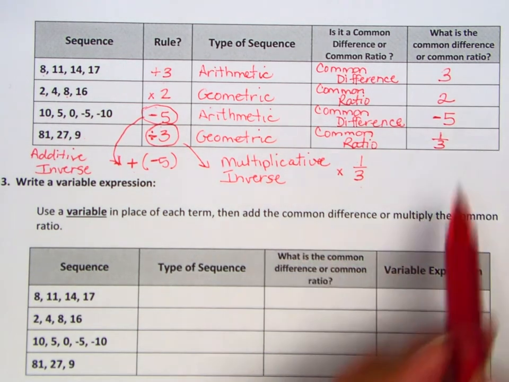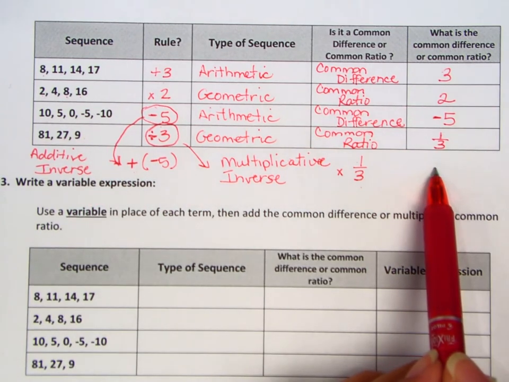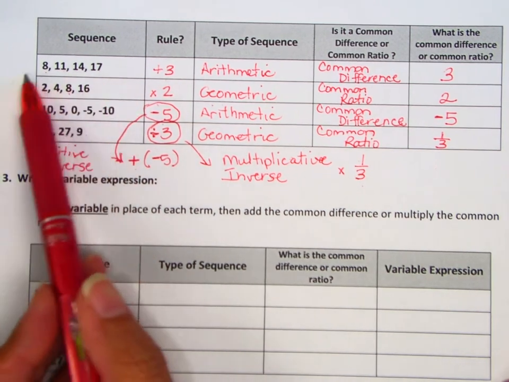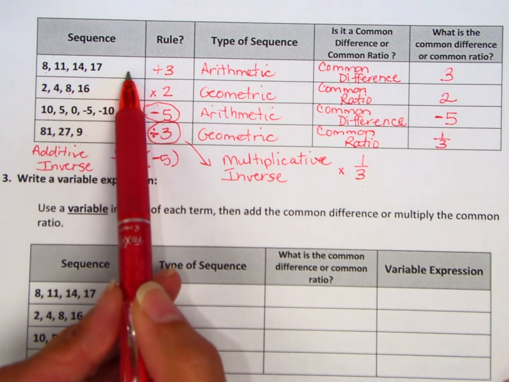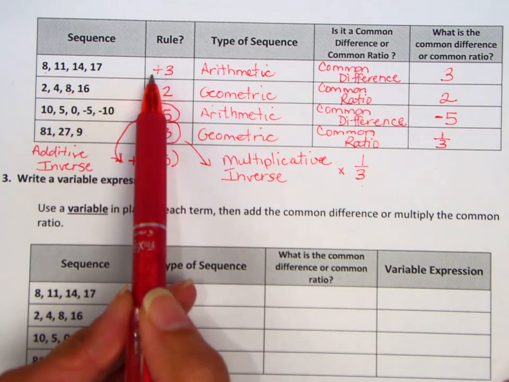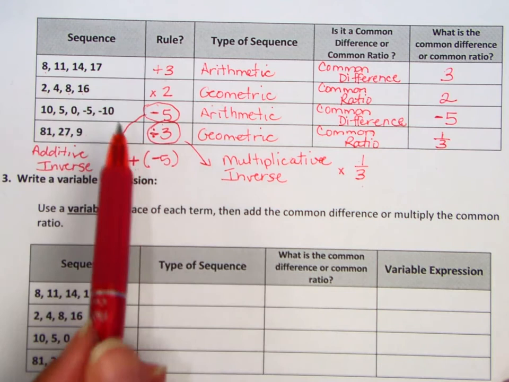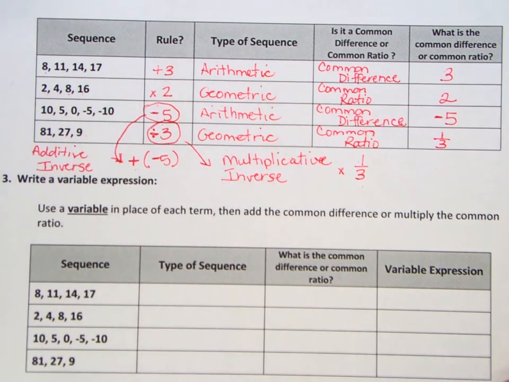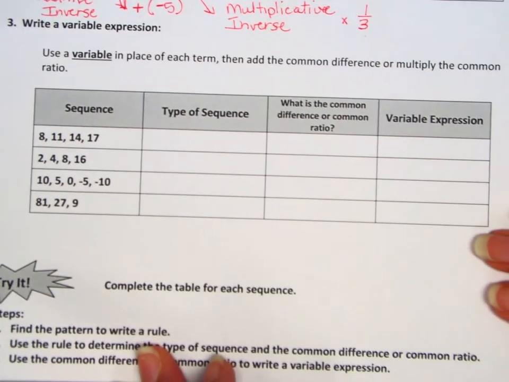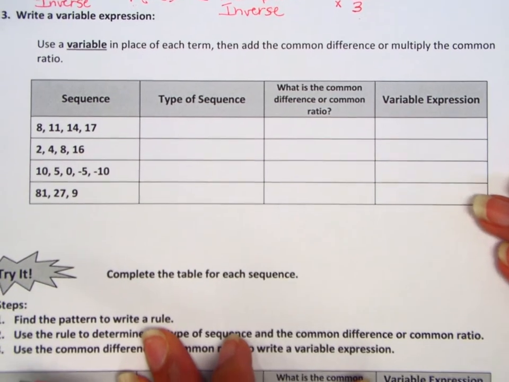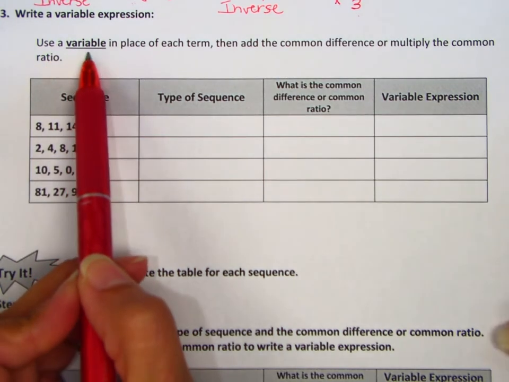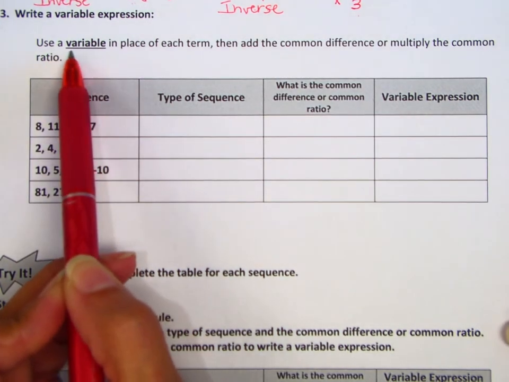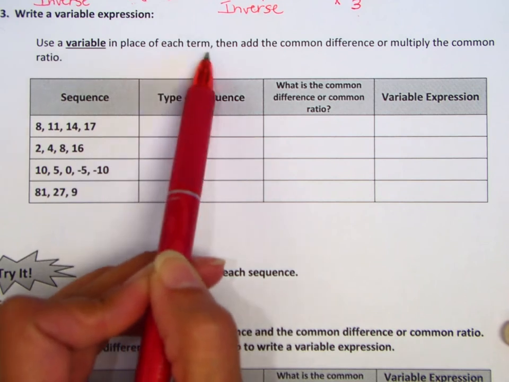Okay, now when we have this much information, then we can write an expression to use for any part of our sequence. I could find out what the 5th term is. I could find out what the 10th term is if I have a variable expression that fits that sequence. So let's look at what a variable expression is. Well, a variable expression is an expression, which is a math phrase, which uses a variable in place of each term.